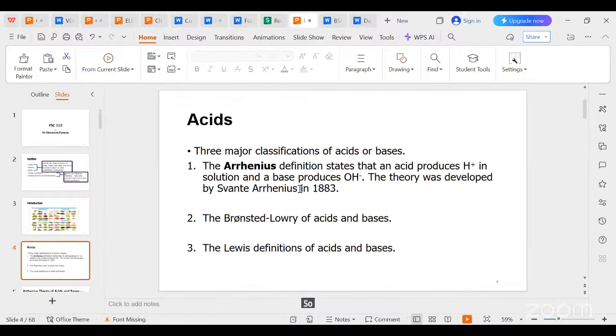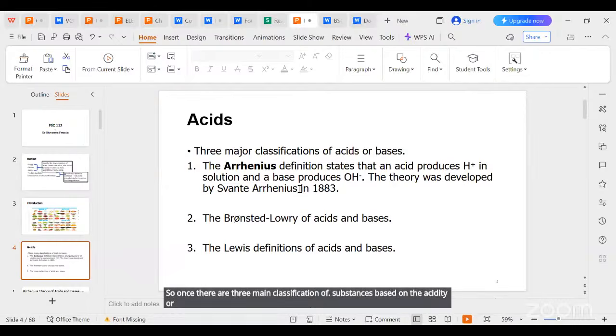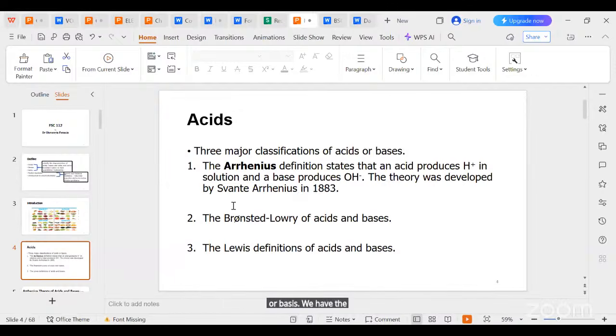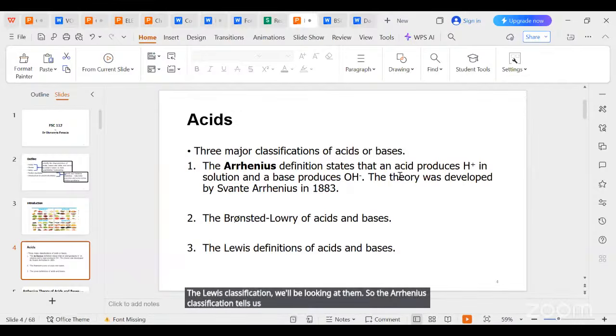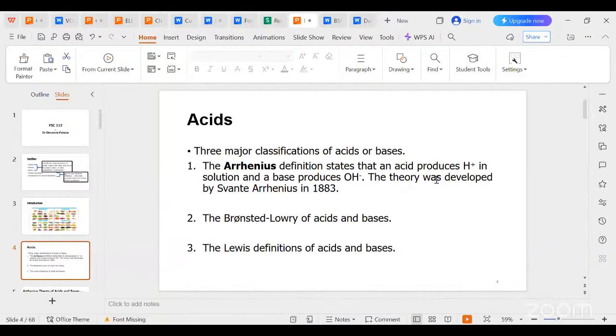There are three main definitions of acids or bases. We have the Arrhenius classification, the Bronsted-Lowry classification, and the Lewis classification. We'll be looking at them. So the Arrhenius classification tells us that an acid is anything that produces the H+ ion in solution, while a base is anything that produces the OH- ion in solution.